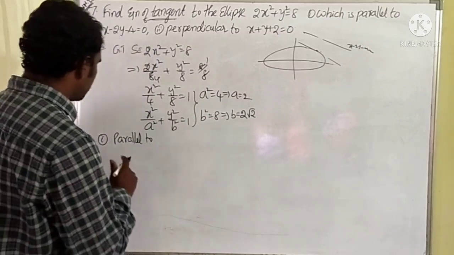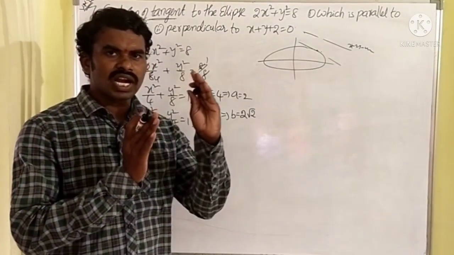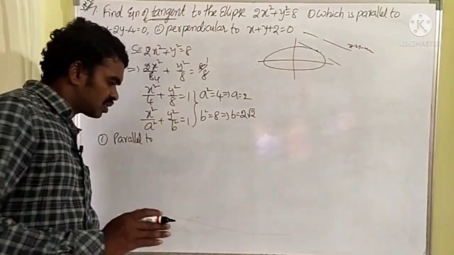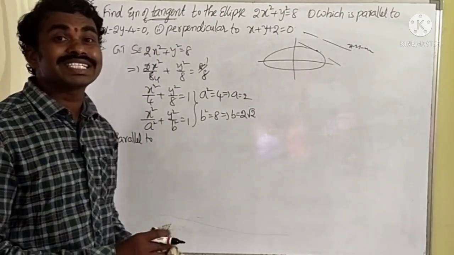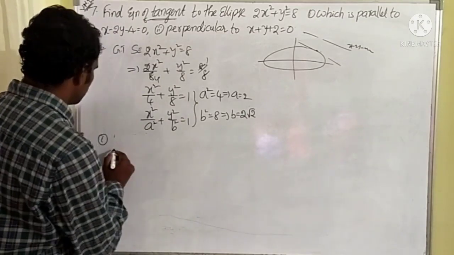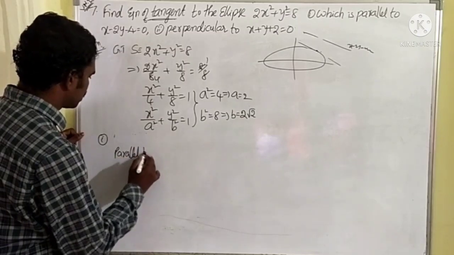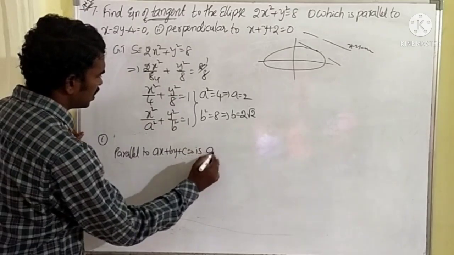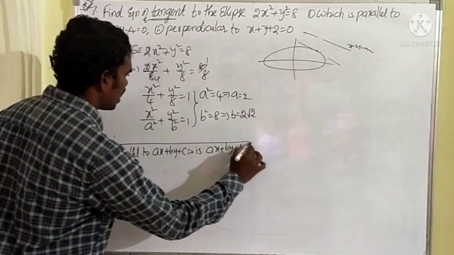Before writing this first condition, what is the parallel equation of some straight line ax plus by plus c equal to 0? What is the formula? Yes, ax plus by plus k equal to 0. So the formula I am writing: parallel to ax plus by plus c equal to 0 is ax plus by plus k equal to 0.